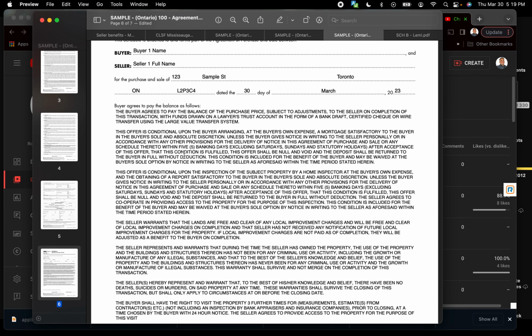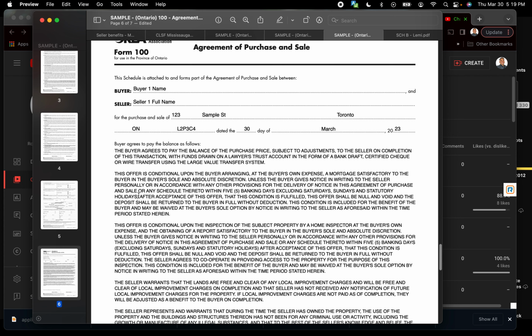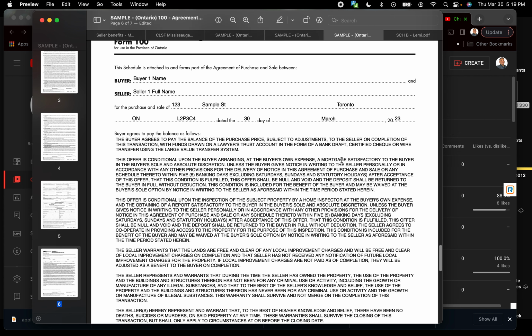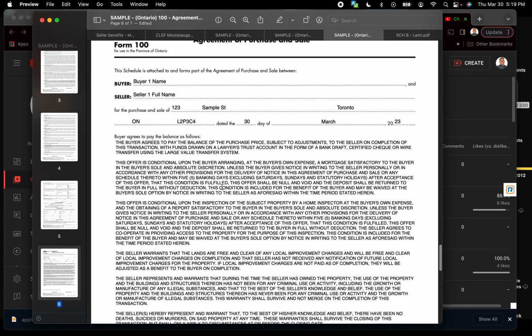If the offer is non-conditional, meaning these two conditions are not here, it simply means that the offer is a cash offer, meaning there are no contingencies placed on the home. So we'll go over the first one.